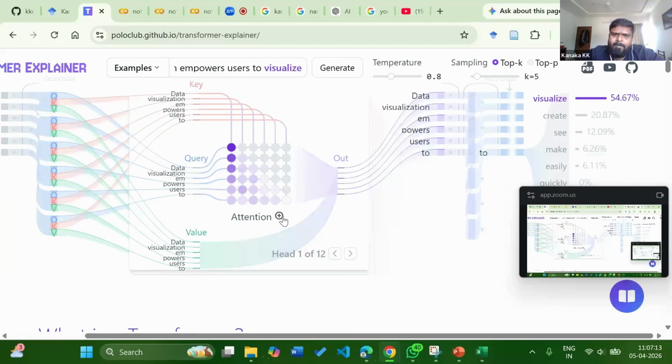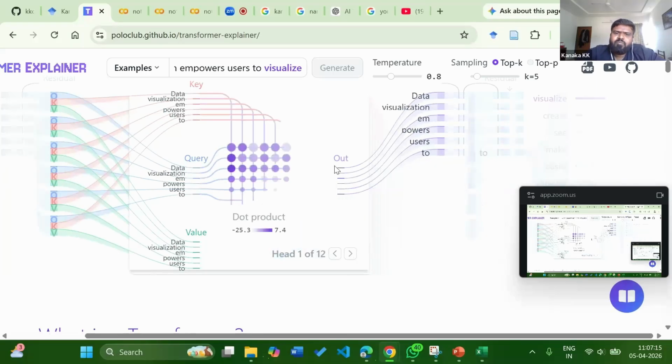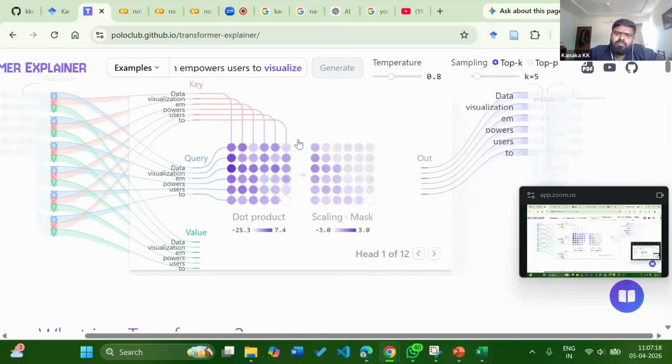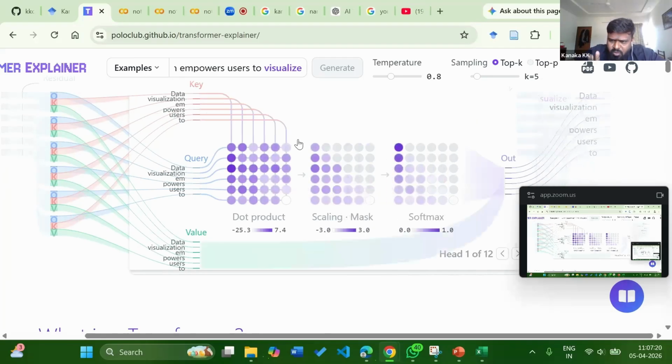Now another crucial topic comes here. Once we get the attention, we have to do scaling and masking. What is scaling? You can simply think of it as taking the average, or in another simple sense, as doing normalization.